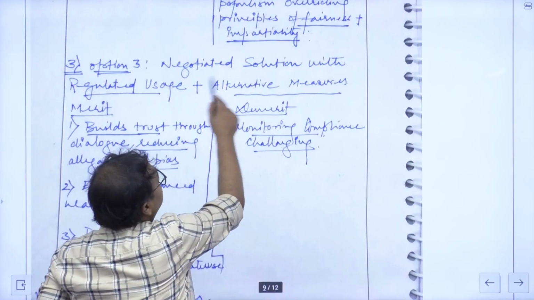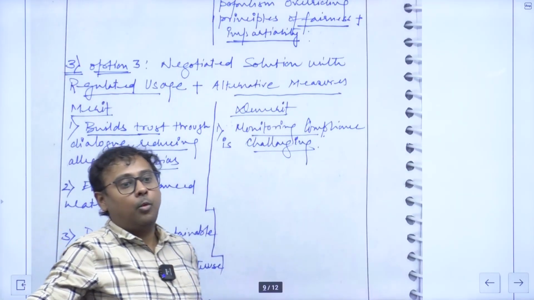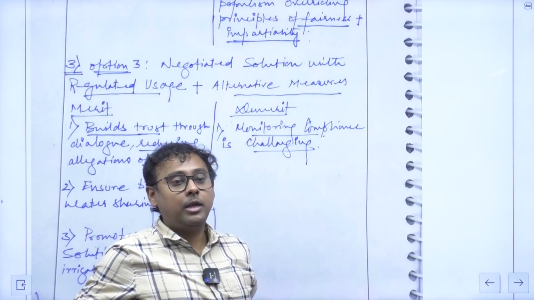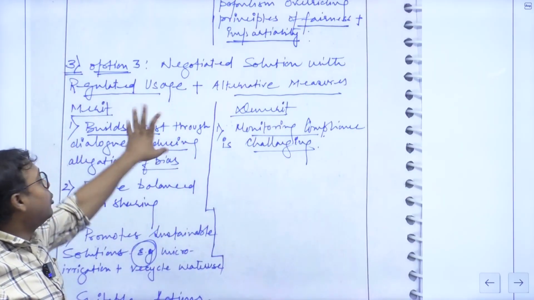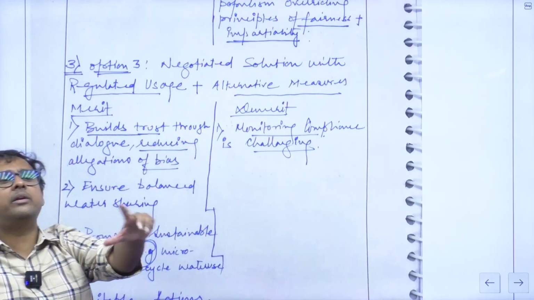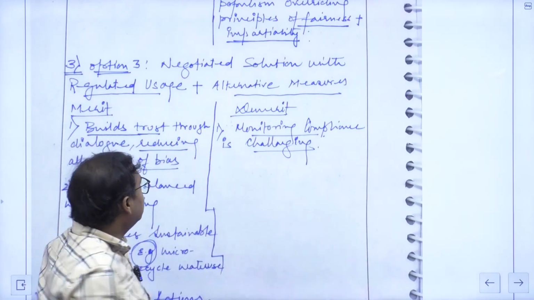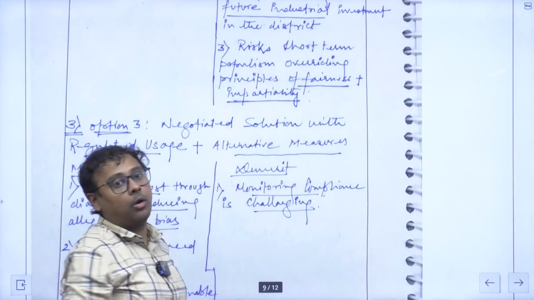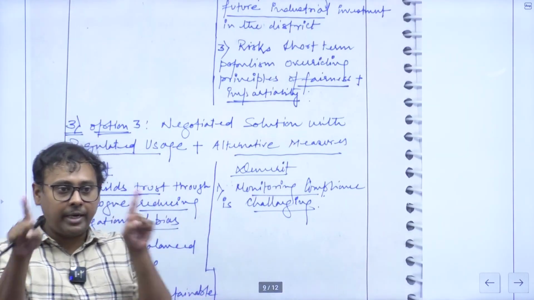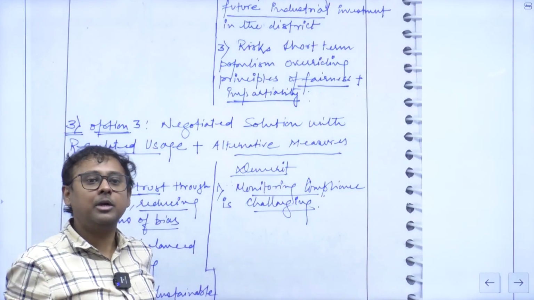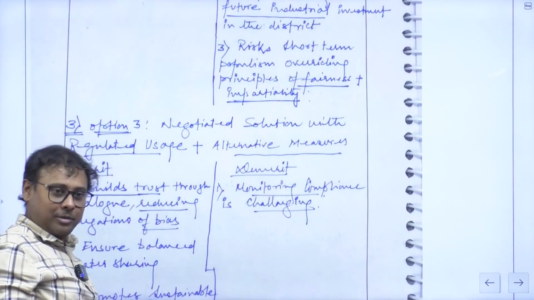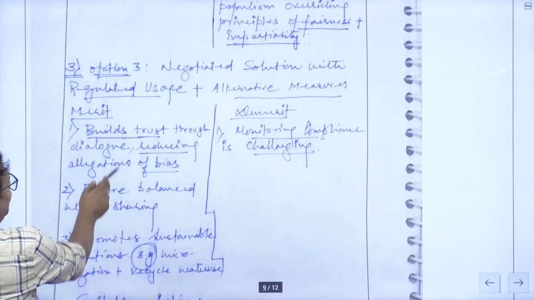But negotiated solution, this phrase, whenever there is crisis management, just mention this: negotiated solution with regulated usage. Yeah, regulated usage will depend from case to case. But this negotiated solution will not. Because there are 2 stakeholders which are fighting. अब बीच में हो, क्या करना है? Negotiate ही करना है. District management, आप लोग बनोगे, आपको यही करना है. ठीक है?